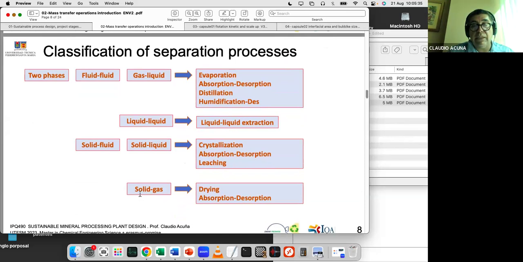For example, you have solid-gas phases when you are drying or using adsorption. And also in adsorption here, you can have solid-liquid, you also can have adsorption. Adsorption works for both. You can use, for example, the same activated carbon to accumulate butane from LPG, from the gas.